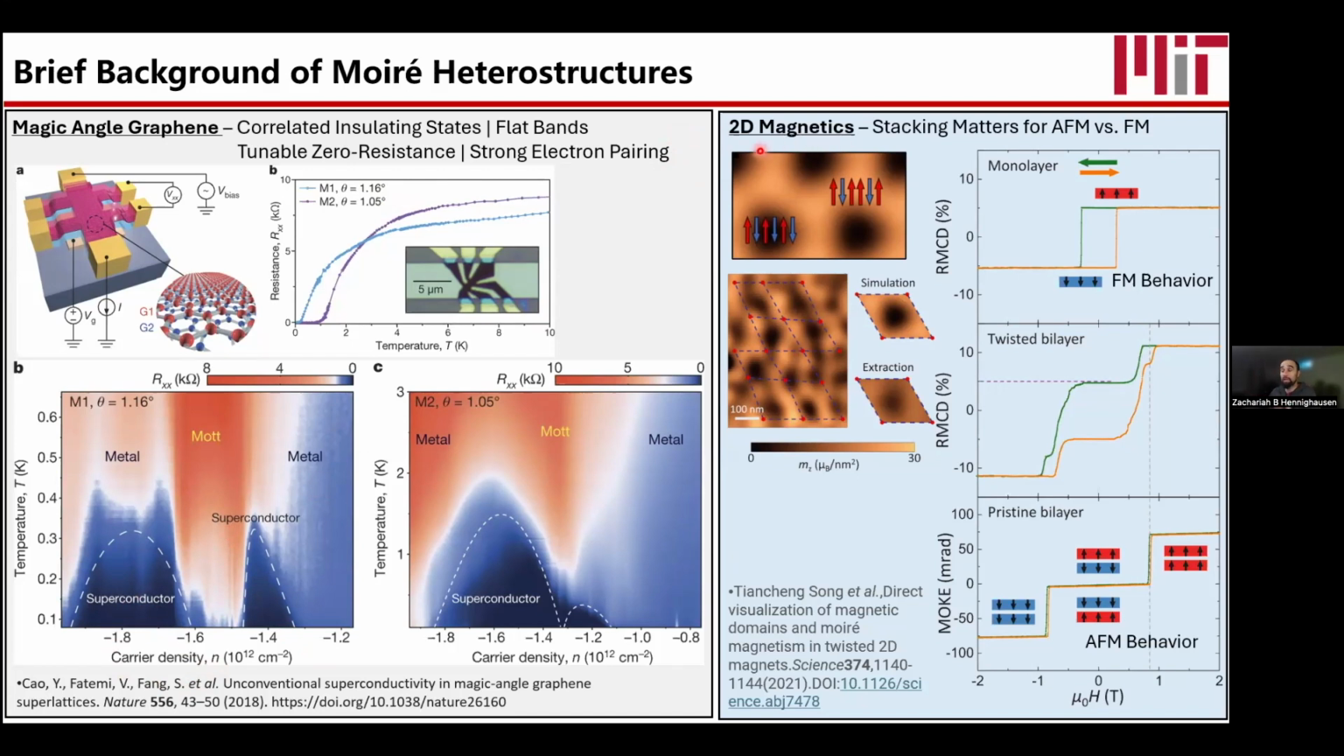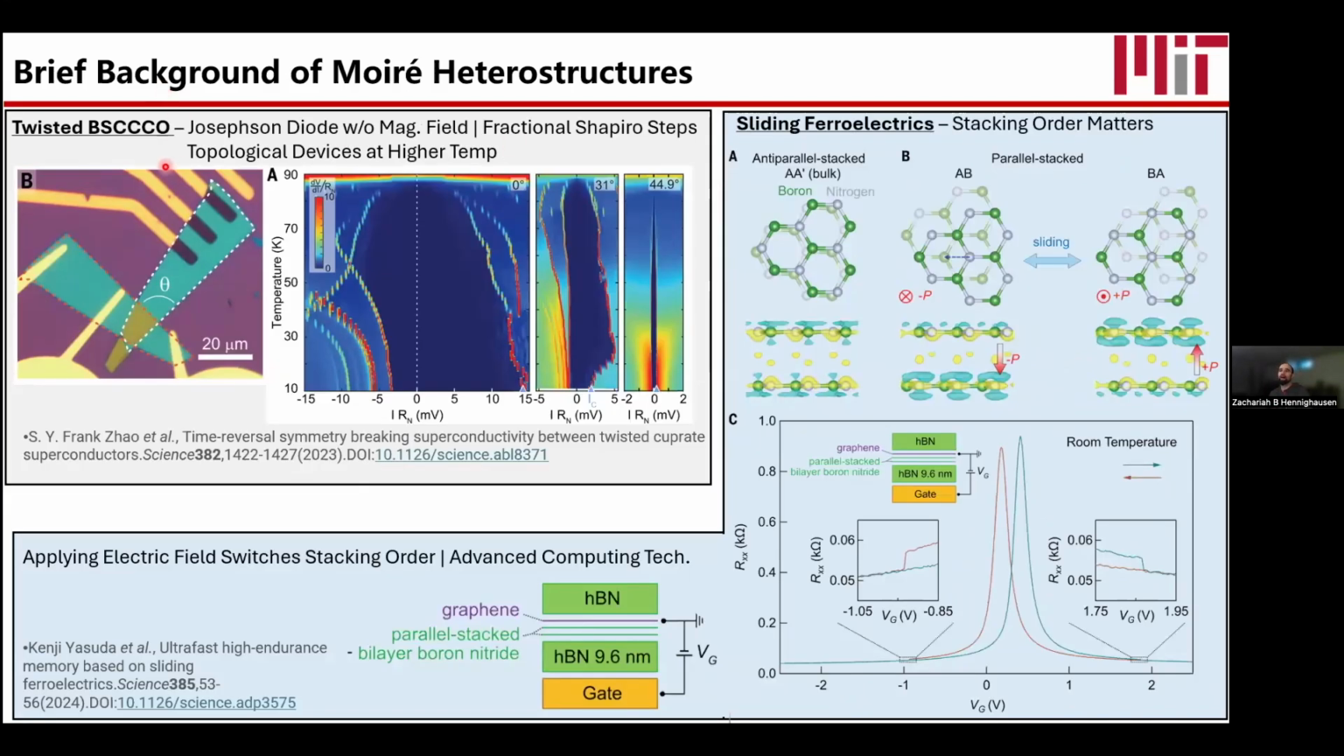Yeah, 2D magnetics. People also weren't sure if a magnet could exist within 2D materials, but they did find one. It's chromium I3, and at monolayer, it's ferromagnetic. Then if you have bilayer, pristine, so the stacking order is perfect, I believe, then you get antiferromagnetic. But if you twist those two layers, you get domains of ferromagnetic and domains of antiferromagnetic. So we can see as we stack materials, we can get not just different superconductivity, but we can also get unique magnetic behavior. All right, let's move on.